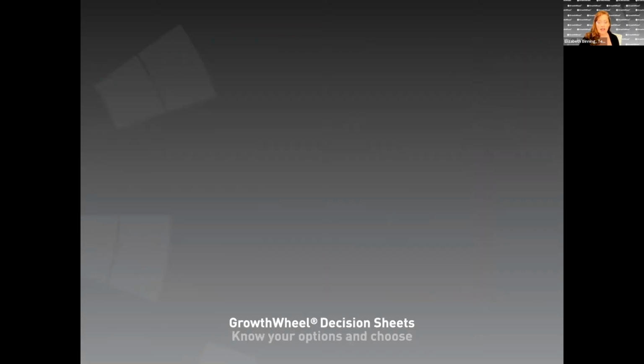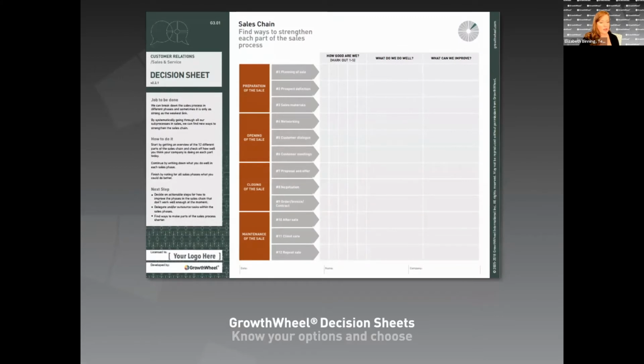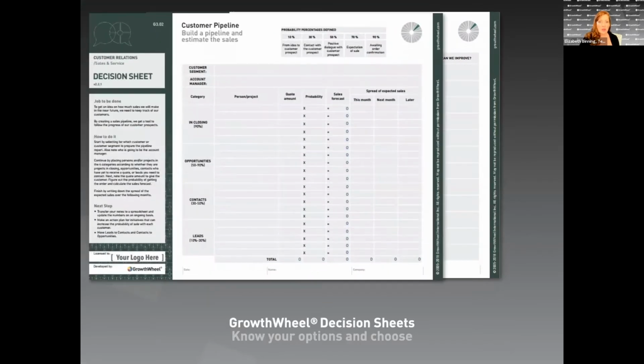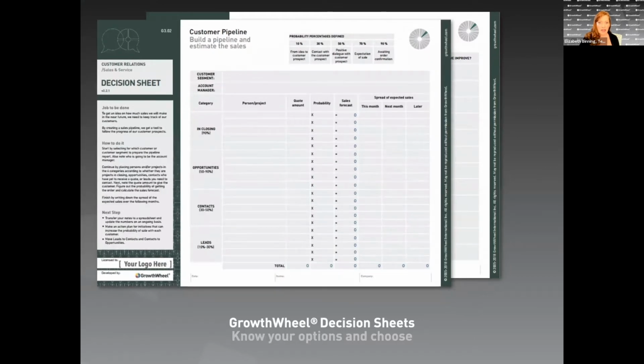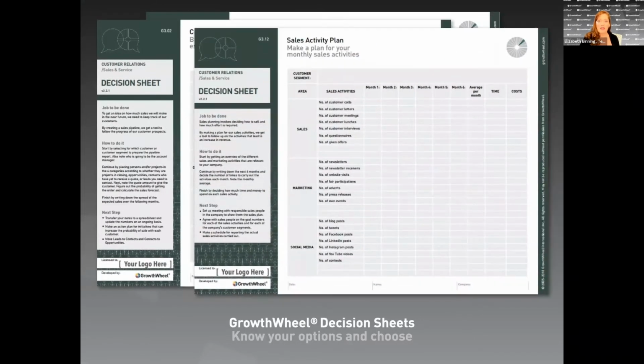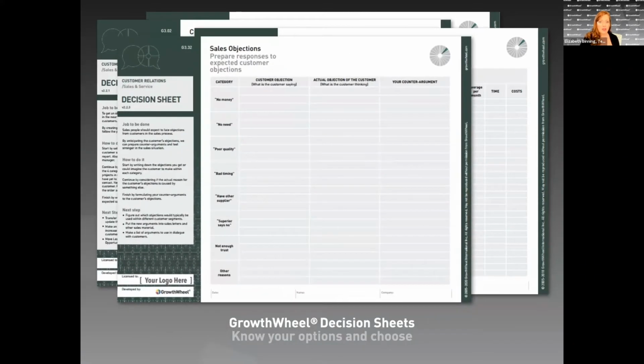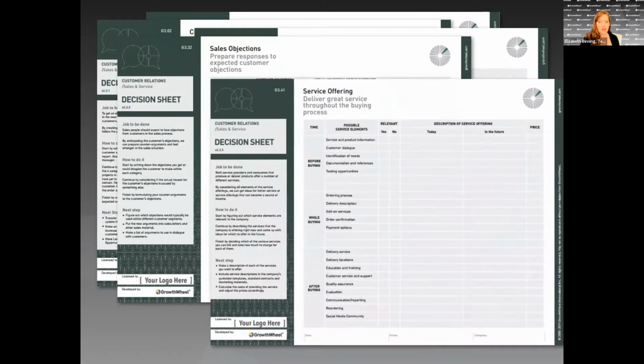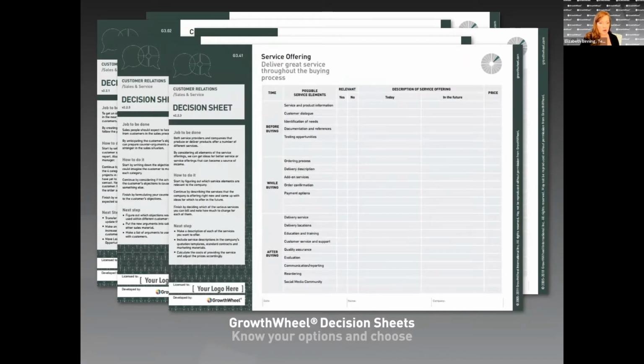Then we're going to take a look at some decision sheets, which are always going to help us to make those decisions. We're going to decide how to strengthen that sales process, how to build a pipeline and estimate client sales, and how to create a plan for those monthly sales activities. This is a good one if your client's new and doesn't have a sales plan. This is a good planning one. Also how to prepare responses to expected customer objections. They're going to happen, so it's a good idea to help them get prepared for that. And how to deliver great service throughout the entire buying process, from before the buying, while, and then after service.